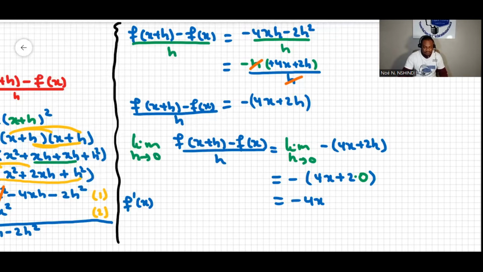From the first principle, h approaching 0 of f of x plus h minus f of x. I don't need to write this, I just want to do the derivative here. This is f prime of x from the first principle.